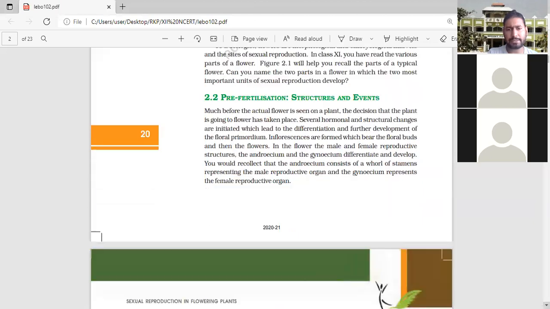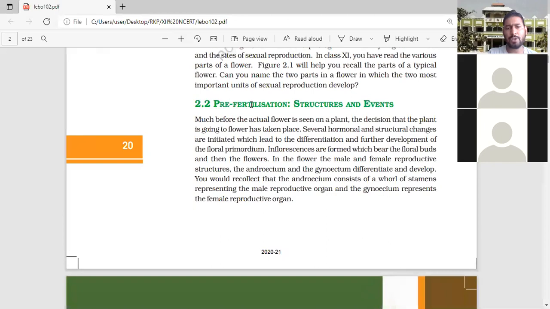The name of the topic is the pre-fertilization structure and events. Okay, so now we will talk about the pre-fertilization structure and events. Before I talk, I told you that a flower has two different structures. One is known as the androecium, that is the male part. Androecium is the male part.